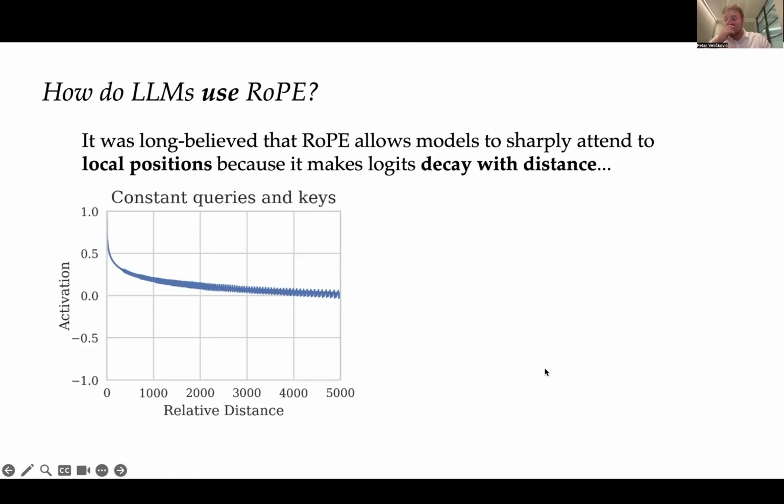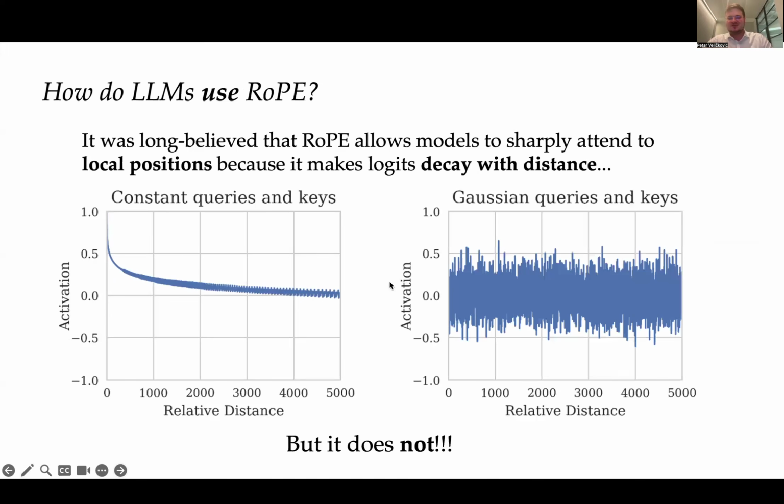And it's been long believed since the original RoPE paper that models use RoPE really well because it allows you to decay attention with distance, right? So as two tokens are further apart, the RoPE activations get smaller and smaller. We prove in our paper, first of all, it's a very simple geometric fact, that this is not always the case.